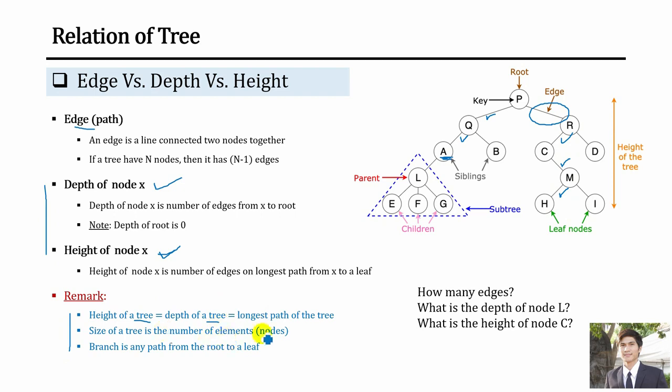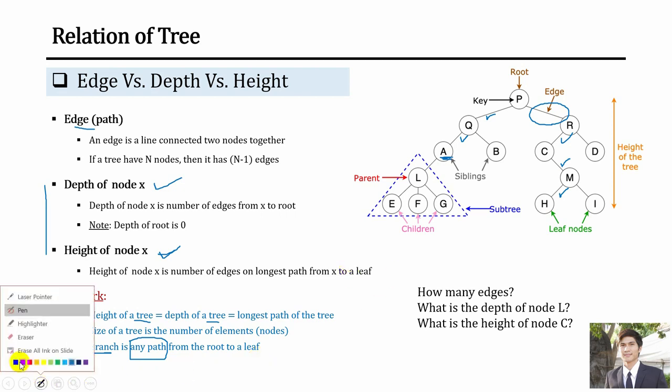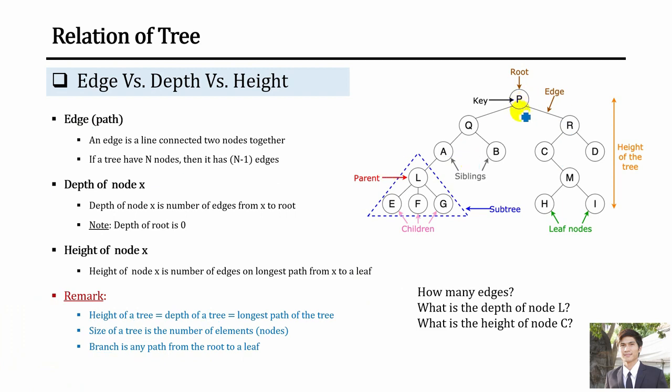The size of a tree is the number of nodes in this tree. And what we call a branch is any path where edges are connected from the root to a leaf. So we go from the root down, either this way or other ways. For example, you can browse through here. This is called a branch, because this is a leaf, and this is another branch. We go this way too. So these are some key terms that we use in trees.